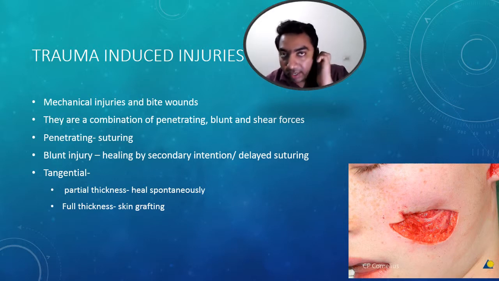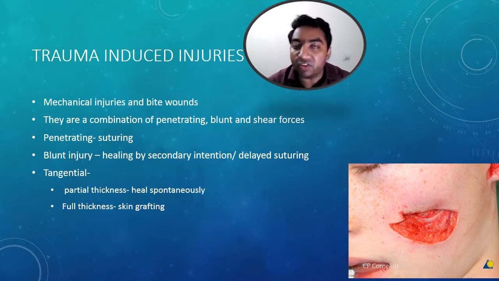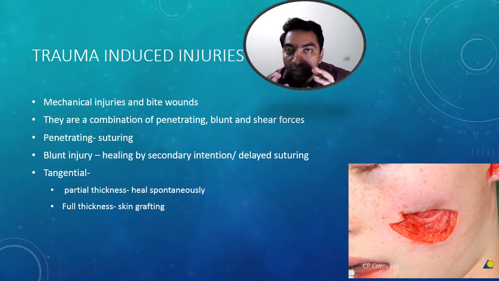So as far as the treatment of trauma-induced injuries is concerned, we will see whether the penetrating component, the blunt component or the tangential component is more predominant, or the different combinations of these components, and we will decide which type of intervention is better for it, whether it is suturing, healing by primary intention or grafting.